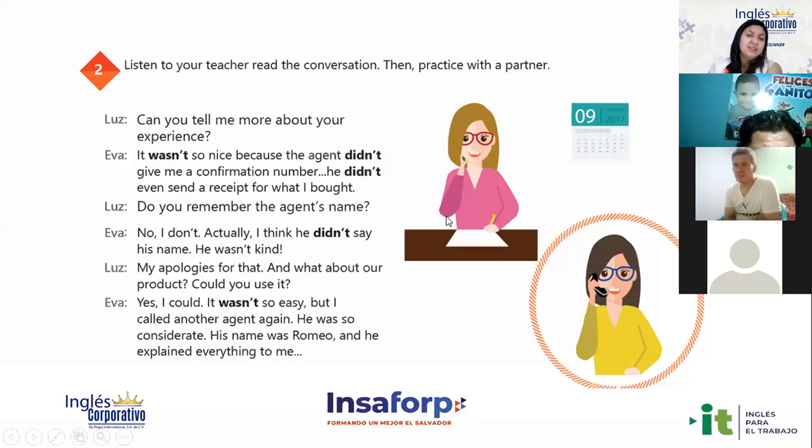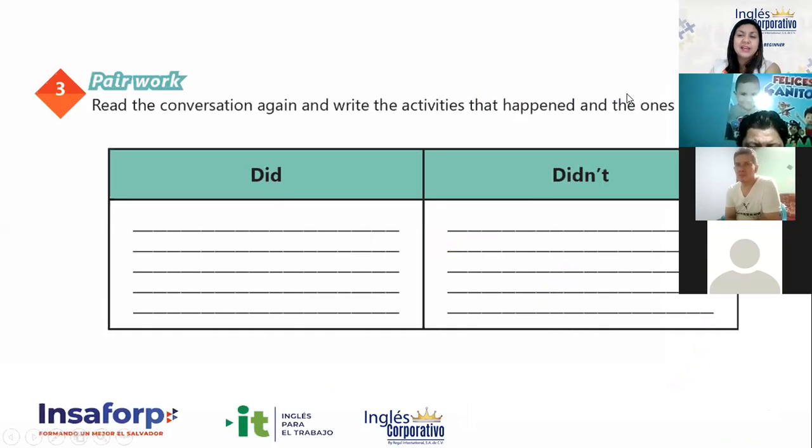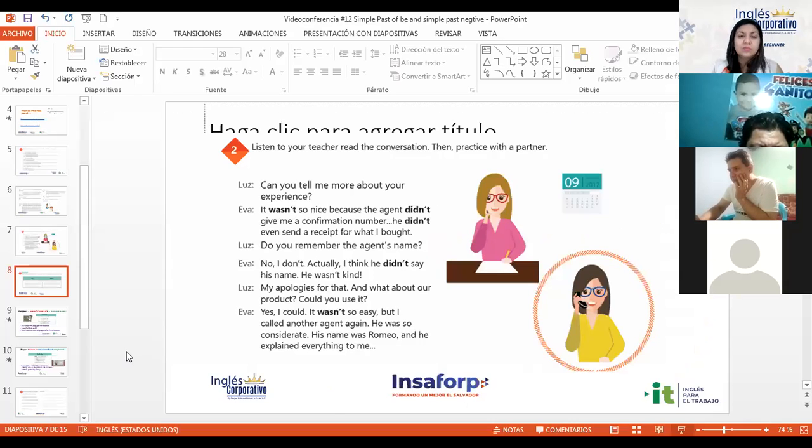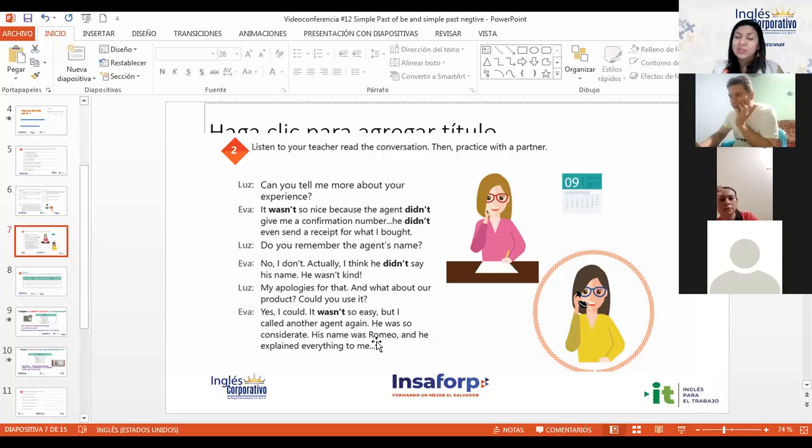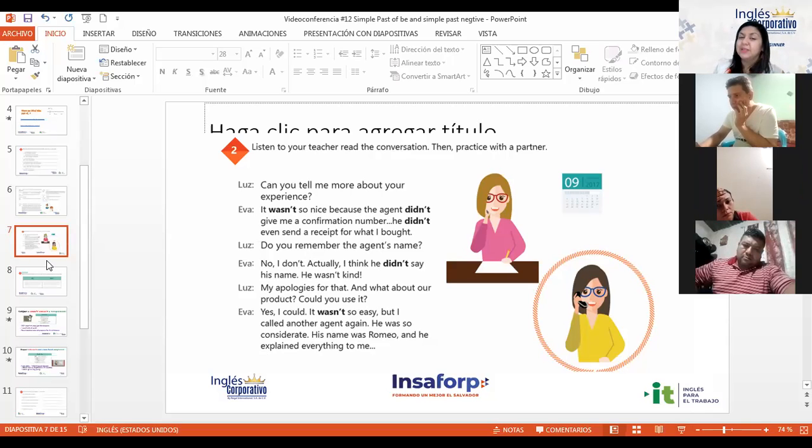Okay, so right now in the next activity, you have to write the activities that happened and the ones that didn't happen in these conversations. So what activities happened and which activities didn't happen? For example, we can say the second agent was considerate. The name of the second agent was Romeo, and he explained everything to the woman. Things that didn't happen. The first agent didn't give a confirmation number. He didn't send a receipt. He didn't say his name.